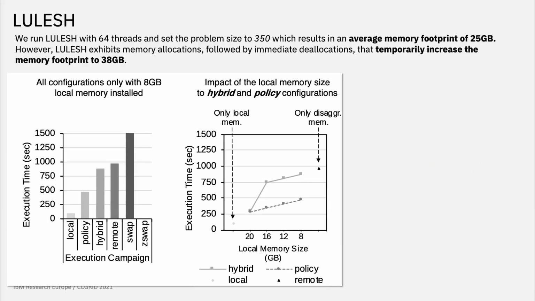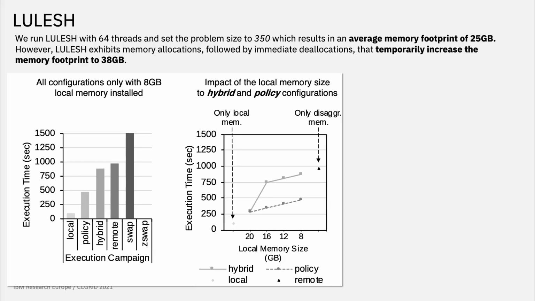The last application in our evaluation is LULESH. We ran LULESH with 64 threads and we set the problem size to 350, which results in an average memory footprint of 25 GB. To this end, because LULESH exhibits large memory allocations followed by immediate deallocations, the memory footprint reaches a maximum of 38 GB.